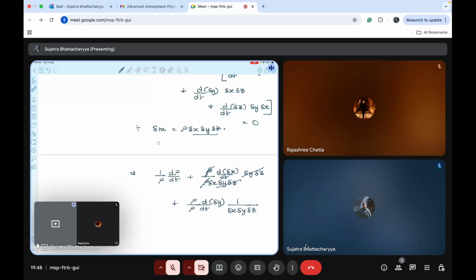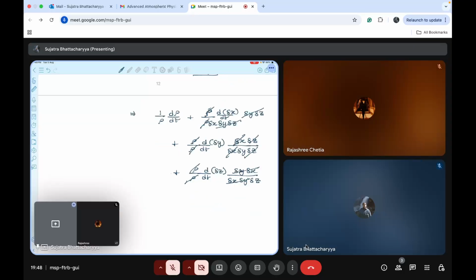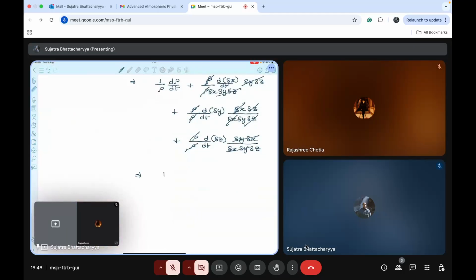These are easy to do, you can understand. So delta x delta z will be cancelled, rho cancel. Third term, rho d/dt of delta z. So you have delta y delta x in the denominator. You have the volume and density. Density cancels, this cancels. So finally, you get 1 by rho d rho/dt.